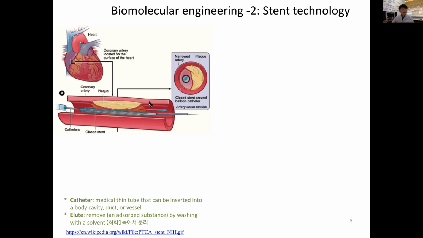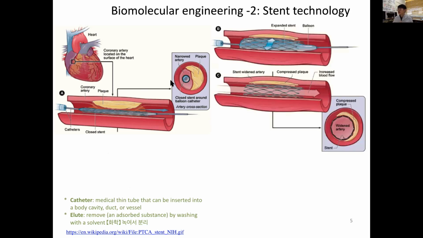A less invasive procedure is this. This is a catheter, and a catheter is a medical thin tube that can be inserted into a body cavity, duct, or blood vessel. By using this catheter, we can deliver a stent, which is initially closed, and later we use a balloon to expand it so that we can open this plaqued area.